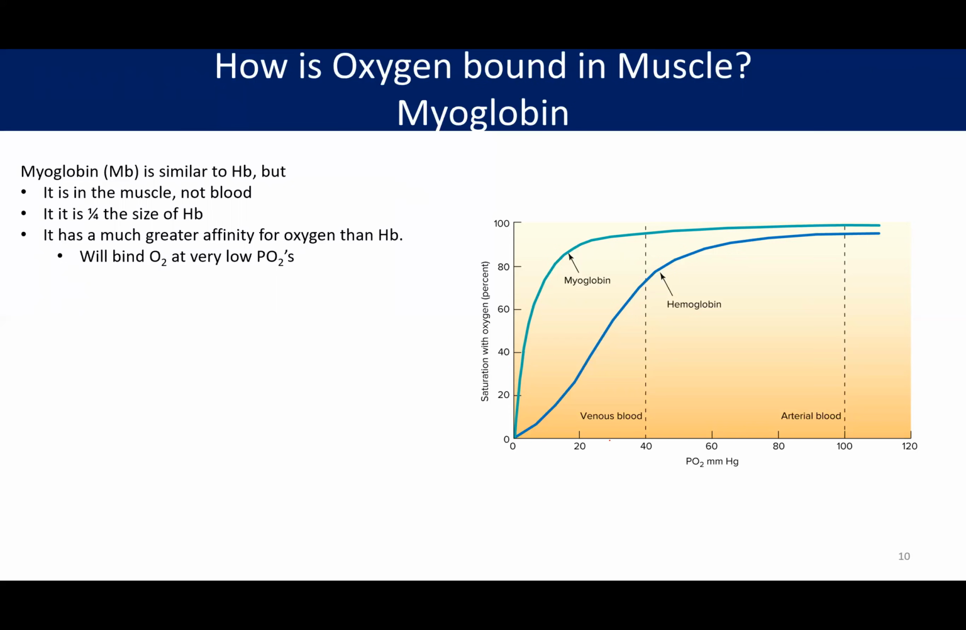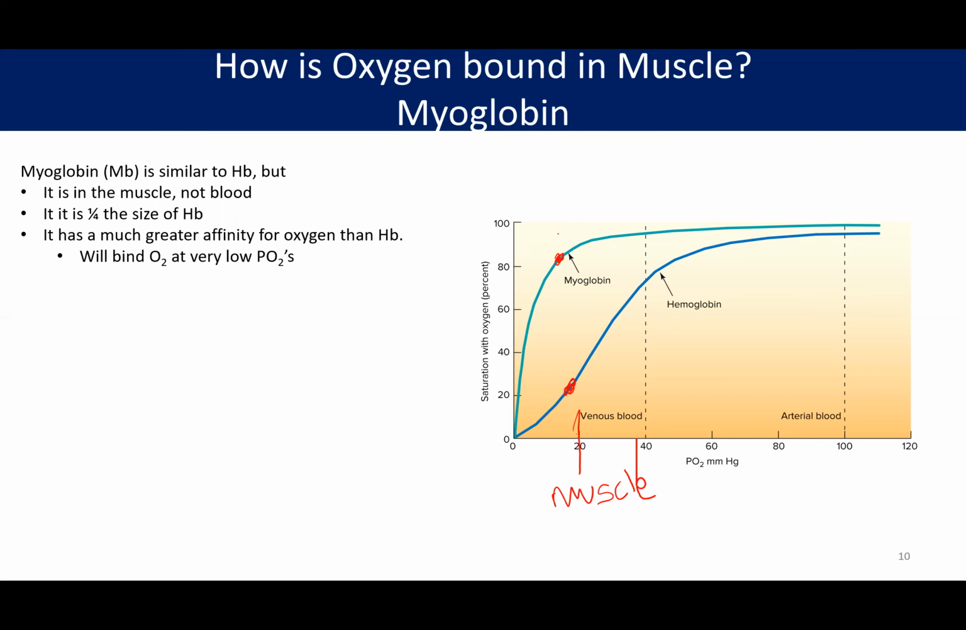So let's say we're at that 30 millimeters of mercury. Actually, let's make it even more intense here. Let's say we get down to a partial pressure of 20 in the muscle. When we get down to that partial pressure in the muscle, the hemoglobin, that's what the blue is, is going to let all the oxygen off of the hemoglobin. Because myoglobin has such a high affinity for it, it's going to hook up with it. It's going to bind all that oxygen at that low pressure.